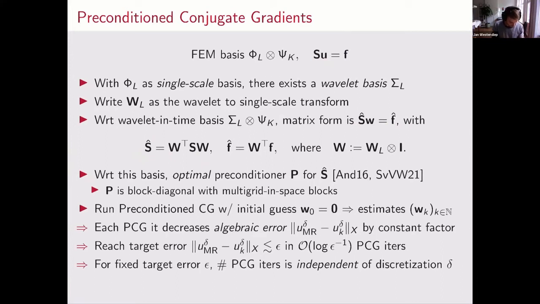So we are going to run preconditioned CG on this system, and we're going to start with initial guess 0. And as we have an optimal preconditioner, every PCG iteration decreases the algebraic error by a constant factor. And so in order to reach some target error epsilon, we need order log epsilon inverse iterations of PCG. And so if we have a fixed target error epsilon, so not dependent on the discretization at hand, then the number of PCG iterations is also independent of this discretization.